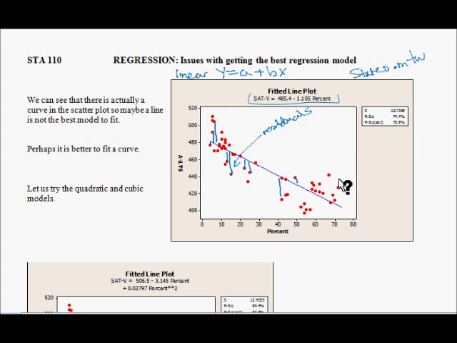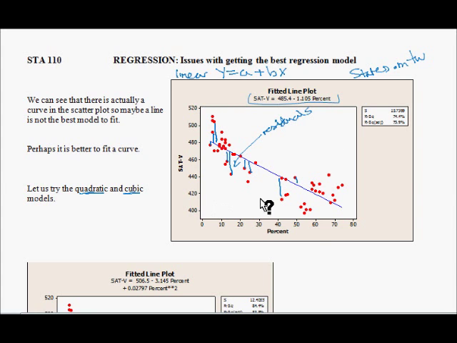Okay, so what we're going to do today is first try and fit other models rather than straight lines to this data. As it says up here at the beginning, we can see there's actually a curve in the scatter plot. You can kind of see it's more of a curve. So maybe a straight line is not the best model to fit. Perhaps better to fit a curve. So we're going to try to fit a quadratic and a cubic model.